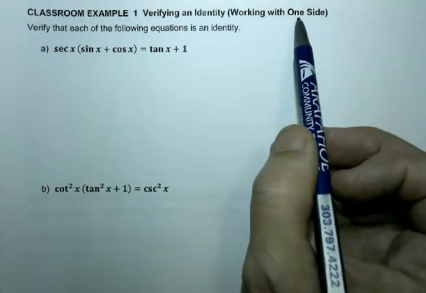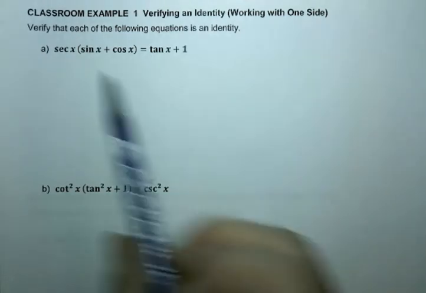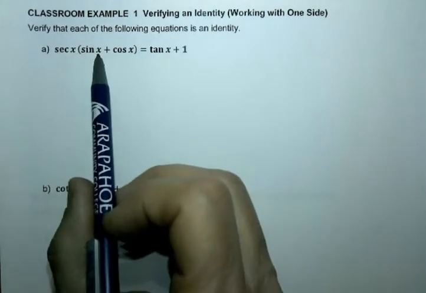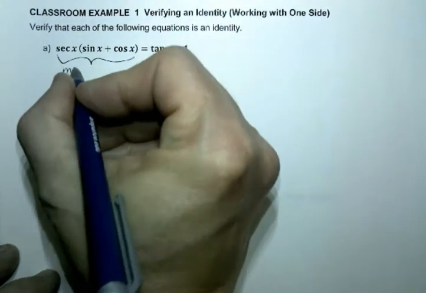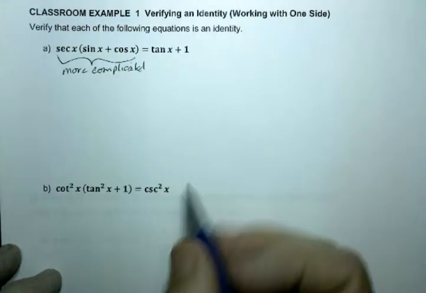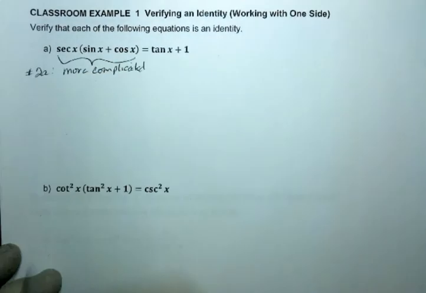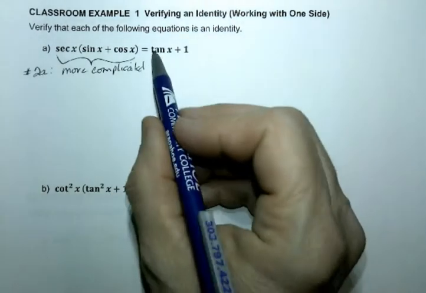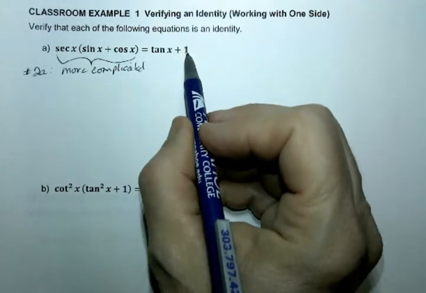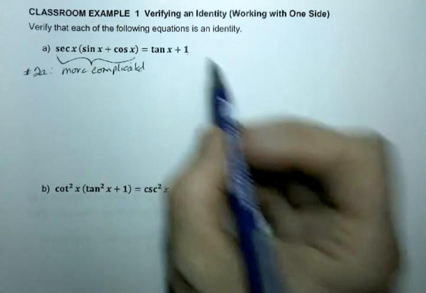With this first identity, we're only going to work with one side. We want to look at the two sides and see which one looks more complicated. Definitely for this one, the left side looks more complicated. So that's the one that we're going to work with and try to simplify. So right here we're talking about strategy number 2A, that we're working with the more complicated side. And as we go, we're going to keep writing this side just so that we can keep in mind the goal that we have to get to.